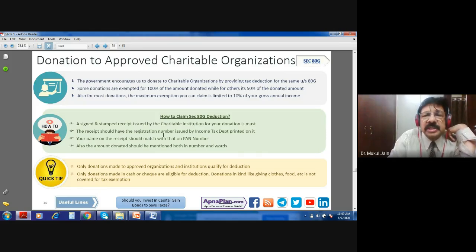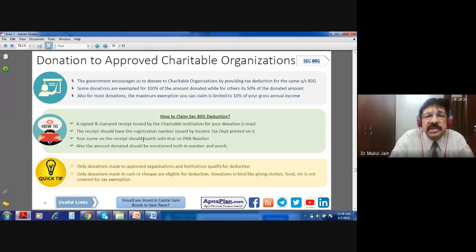And the receipt should have the registration number. So, income tax department. This charitable, it is not that you give to any charitable person whosoever comes to your house, then it will not be eligible. This organization should be registered. Therefore, it should have a registration number issued by the income tax department printed on it.